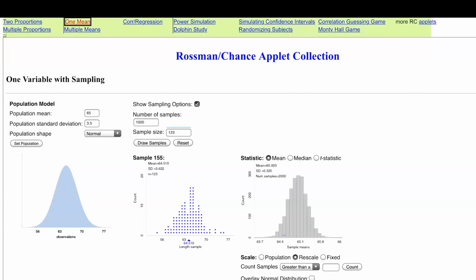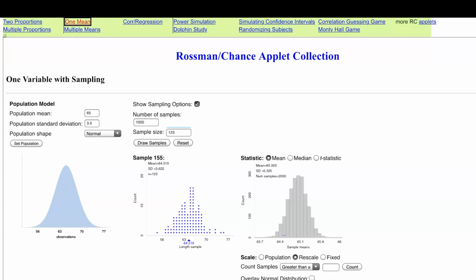And then on the right-hand side, we have a null distribution. Notice the label on the horizontal axis is sample means. The word means is really important. So along the horizontal, those numbers are averages from groups of 123 women. Notice how on the left graph and the middle graph, the numbers on the horizontal axis go from 56 to 77. That's how much individual women's heights might vary. But the graph on the right, the null distribution, only goes from 63.7 up to 66, which means the averages from groups of 123 women don't vary nearly as much.